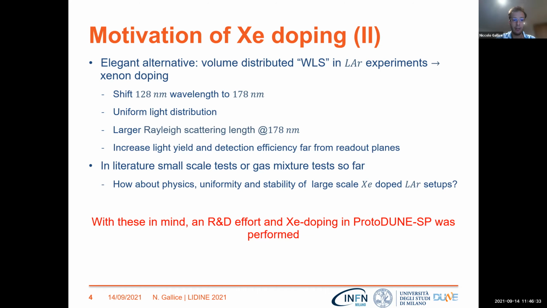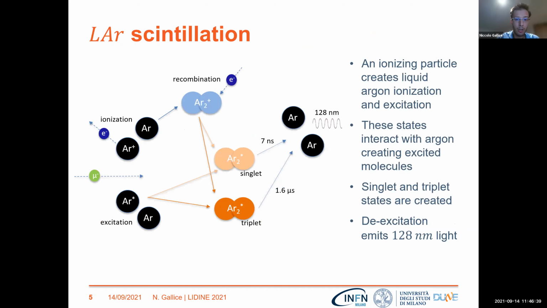So with this in mind, we performed an R&D on xenon doping in ProtoDUNE single phase. An ionizing particle creates ionization and excitation in liquid argon. This state interacting with argon creates at the end excited molecules in singlet and triplet states that can de-excite emitting 128 nanometer light. So where does xenon play a role in this scheme? Exactly after the dimer creation.